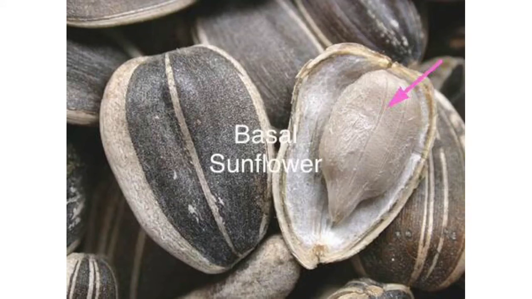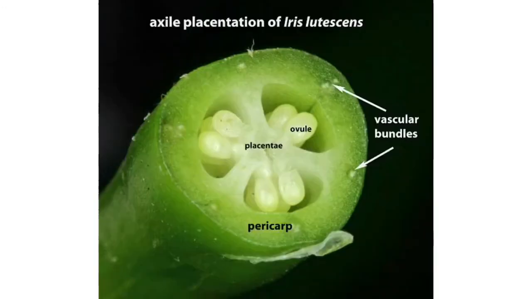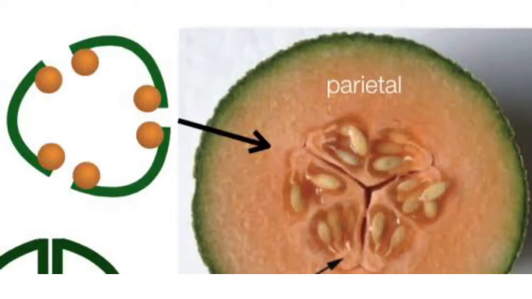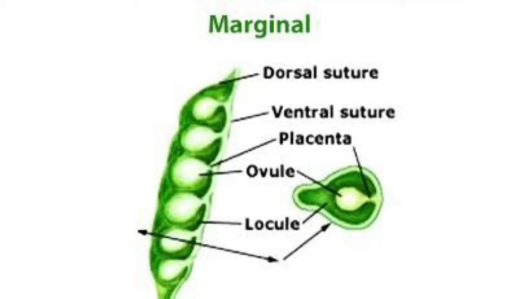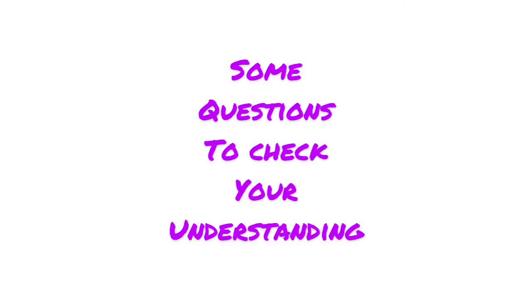This is an example of sunflower, in which the placentation is basal. This is kiwi, free central. You can see the seeds are present in an irregular manner. This is an example of axial. It is divided in a proper manner, attached to the center. This is parietal, in which you can see the seeds are attached to the parietal part of the ovary. Next is the example of a pea, in which you can clearly see the seeds attached to the marginal part of the ovary. Now let's discuss some questions to check your understanding.